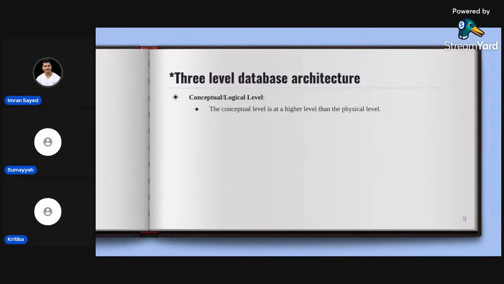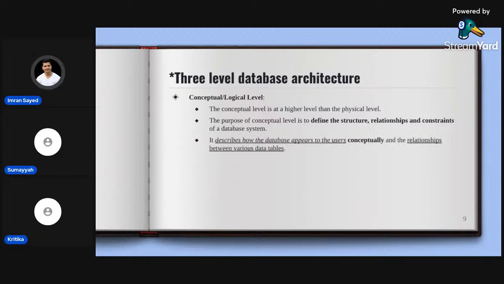The conceptual level is a higher level than the physical level. The purpose of the conceptual level is to define the structure, relationships, and constraints of a database system. It describes how the database is going to appear to the user conceptually, and the relationship between the data tables. It doesn't care about how the data in the database is actually stored. Does this underline help? Yes, it does.